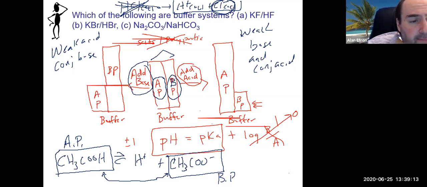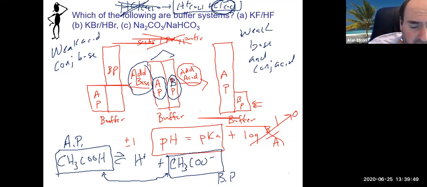buffer. So the components of a buffer must be a weak acid and its conjugate base, or the salt of its conjugate base, or a weak base and the salt of its conjugate acid. Now, you cannot have a buffer that is directly made up of a strong acid or strong base. But like I mentioned last time, and it may seem confusing, and I'll try to point it out as we go through some examples, you can actually generate a buffer from a reaction of a strong base and a weak acid.